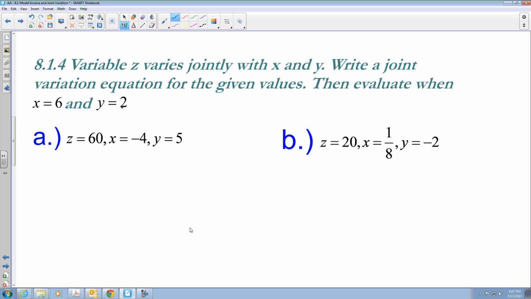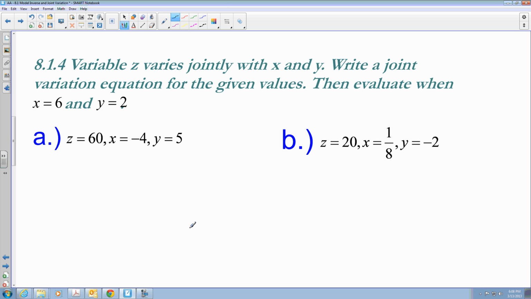Another thing we're going to talk about is joint variation, where we add an additional variable in the sequence. The directions say that the variable z varies jointly with x and y. It says write a joint variation equation for the given values, then evaluate when x equals 6 and y equals 2. This is very similar to what we were talking about on the first page, except now we're just adding another variable to it.